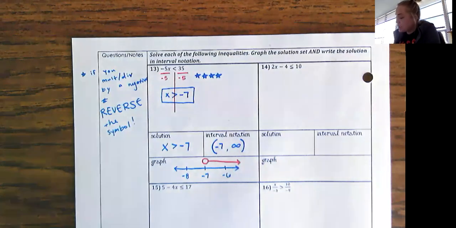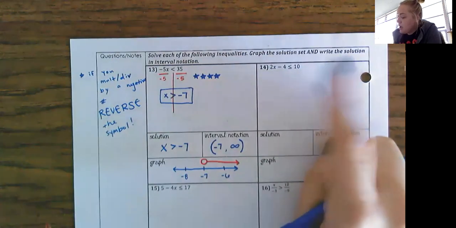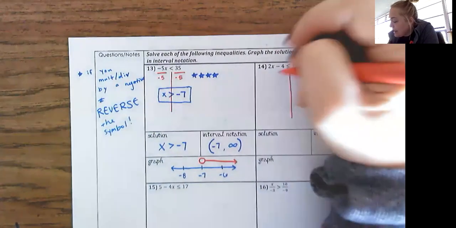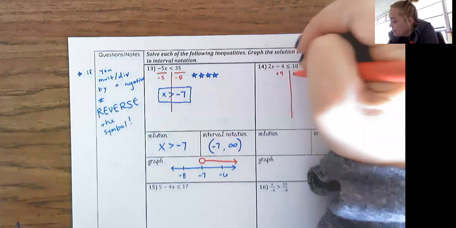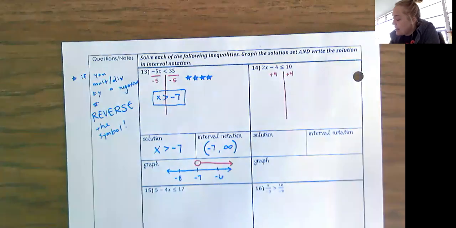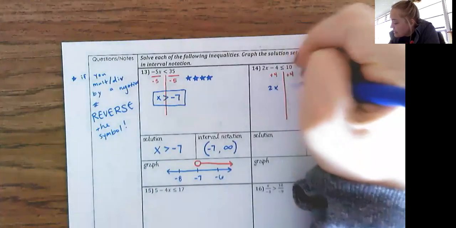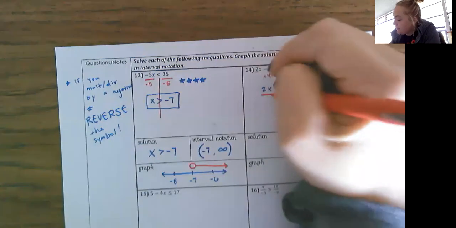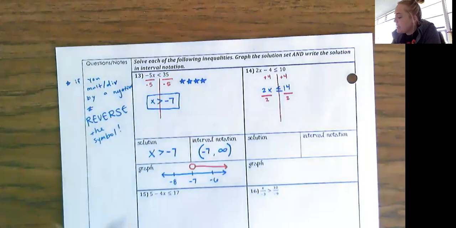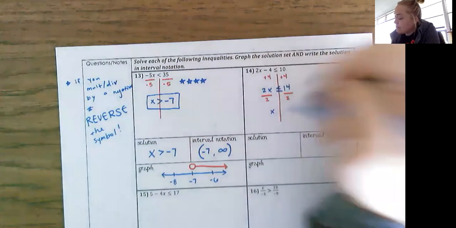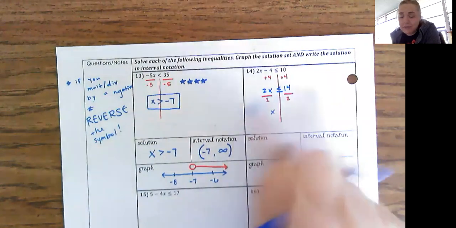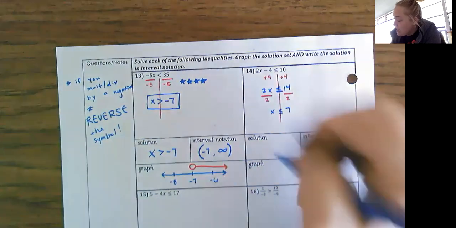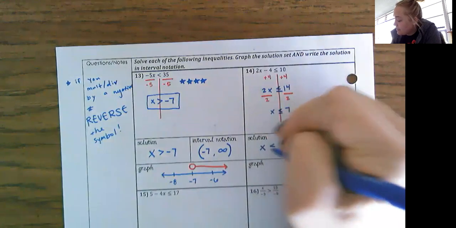Okay, let's try problem number 14. I'm going to start solving this thing. I'll begin by adding 4 to both sides of my inequality. Then I have 2x is less than or equal to 14. Last step, divide by 2, x. And by the way, I'm dividing by a +2 on both sides, so I do not reverse the symbol. It's still less than or equal to 7. My solution, x less than or equal to 7.